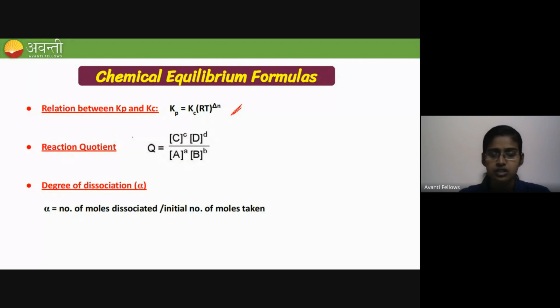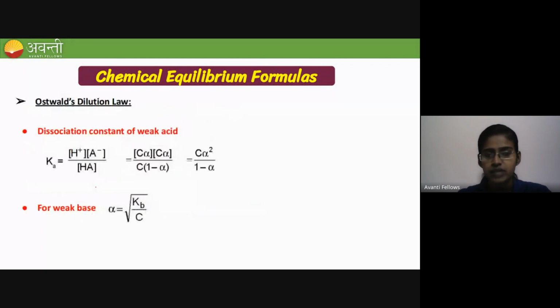To find the degree of dissociation, the number of moles dissociated by the initial number of moles will give you this alpha. From this alpha, we can calculate the dissociation constant of a weak acid using this particular relation: C alpha square by 1 minus alpha. For a weak base, instead of Ka, we can put Kb. Taking the root of Kb by C will give you the degree of dissociation alpha. For ionic equilibrium, you can use this.